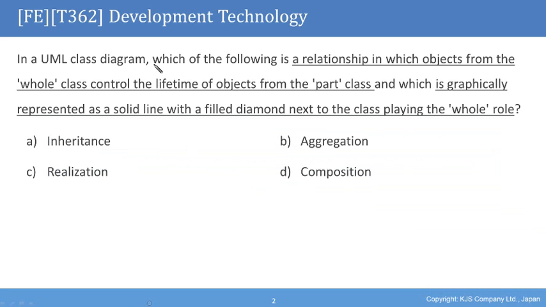In a UML class diagram, which of the following is a relationship in which objects from the whole class control the lifetime of objects from the part class, and which is graphically represented as a solid line with a filled diamond next to the class playing the whole role? A. Inheritance, B. Aggregation, C. Realization, or D. Composition.